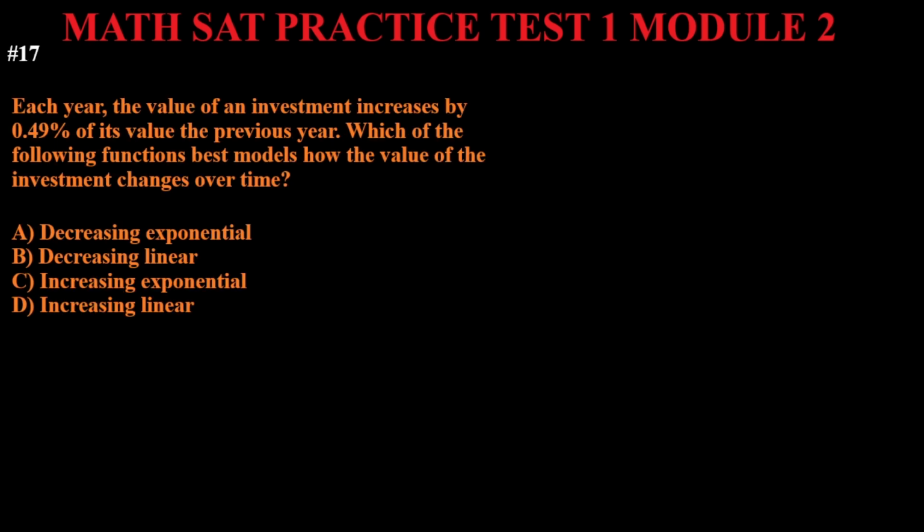Each year, the value of an investment increases by 0.49% of its value from the previous year. Which of the following functions best models how the value of the investment changes over time? Well, even if you didn't know the answer to this, we can see that it says that it's increasing, so decreasing is out. So A and B are both wrong. And then what's left is either increasing linear or increasing exponential, and this is compound interest, which is increasing exponential. So the correct answer is C.